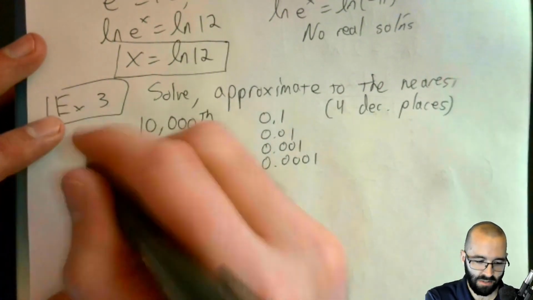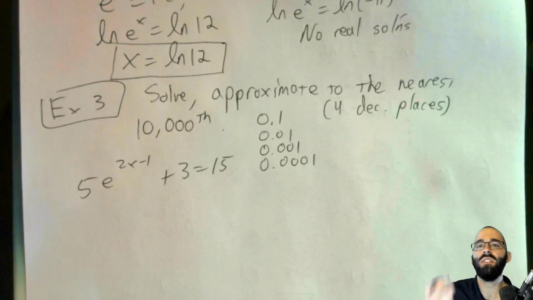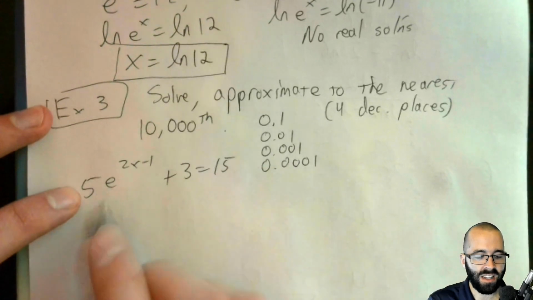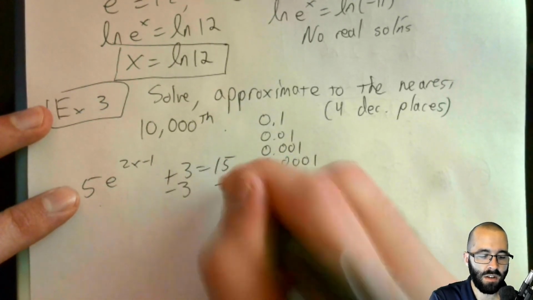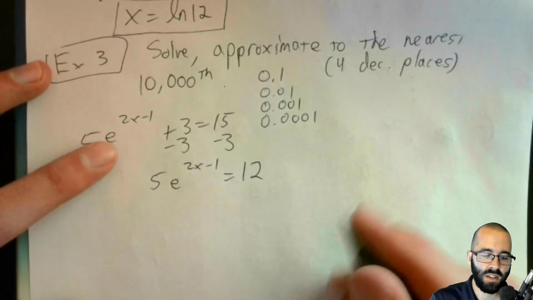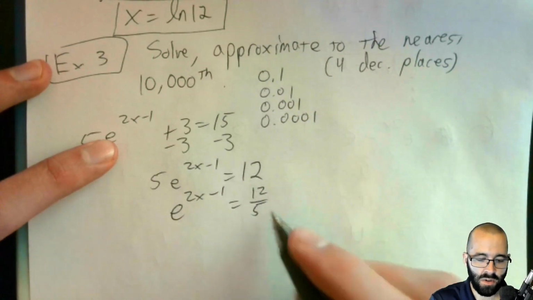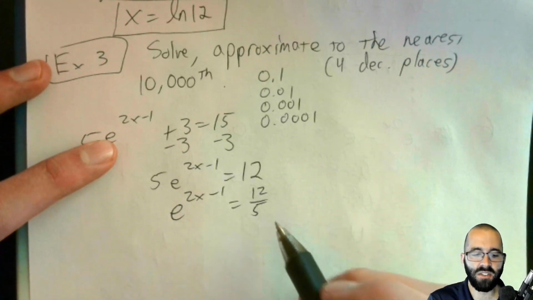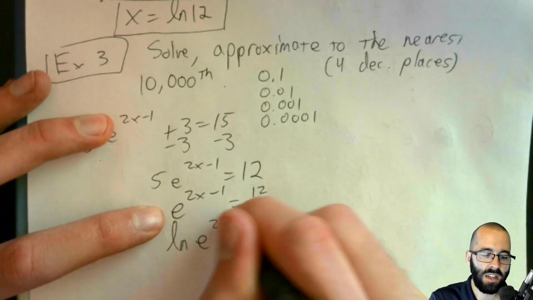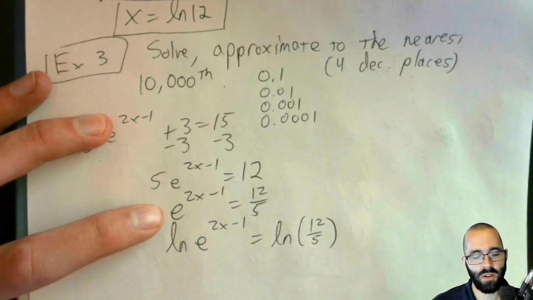All right, we have 5 e to the 2x minus 1 plus 3 equals 15. We solve this the same way we've been solving other stuff. We just approximate at the end. Okay, so get that exponential by itself. Subtract 3. We're going to get 5 e to the 2x minus 1 is equal to 12. Divide by 5. e to the 2x minus 1 is equal to 12 fifths. If you wanted to write this as 2.4 as a decimal, that's fine. Natural log both sides. The natural log of e to the 2x minus 1 is equal to the natural log of 12 fifths.